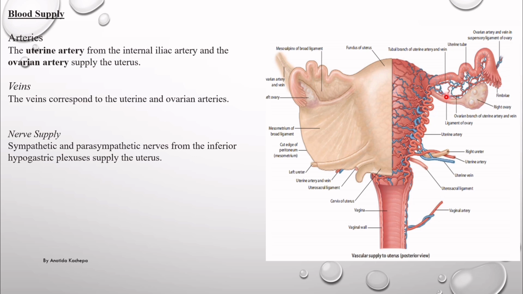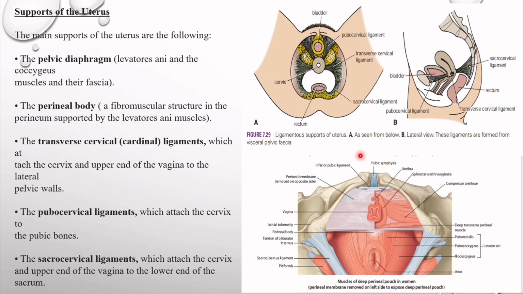Then blood supply: dual blood supply, because of the anastomosis, so it's from the uterine artery and the ovarian artery. Then the veins will correspond with the arteries. The nerve supply is from the inferior hypogastric plexus. Then the support: we see that the uterus is supported by the pelvic diaphragm, supported by these ligaments. These ligaments are condensed pelvic fascia.